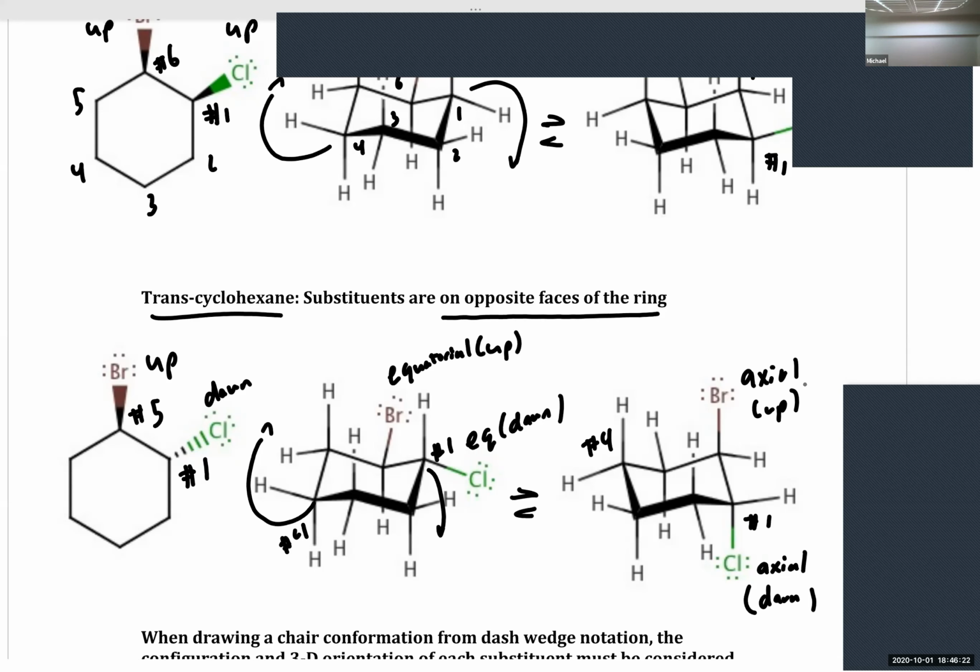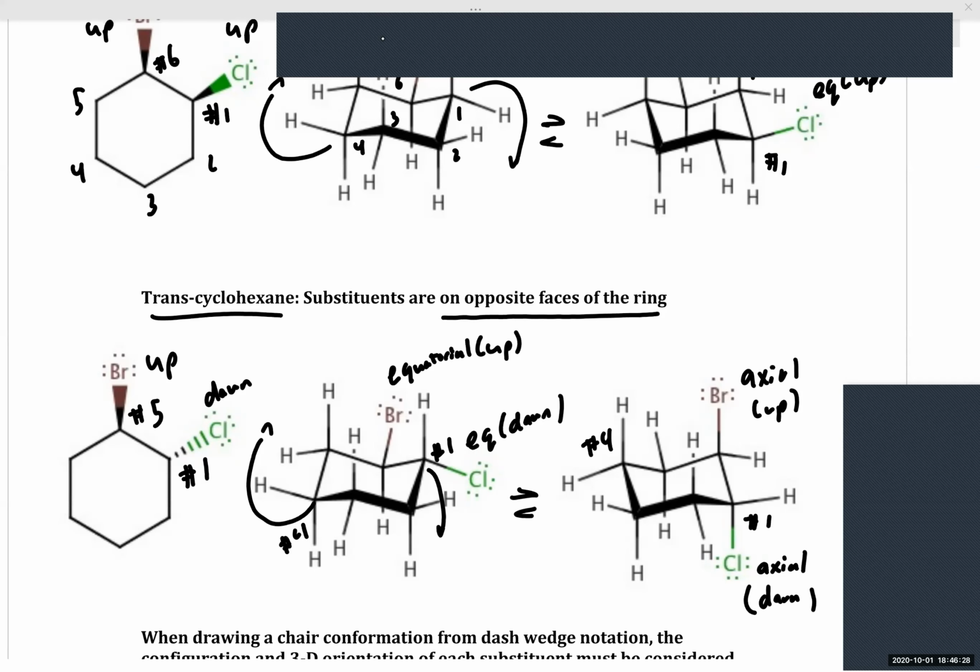So those are the cis and trans isomers. You should be familiar and comfortable drawing cis and trans isomers for cyclohexane systems. Yes, ring flips will always be with carbon 1 and carbon 4.